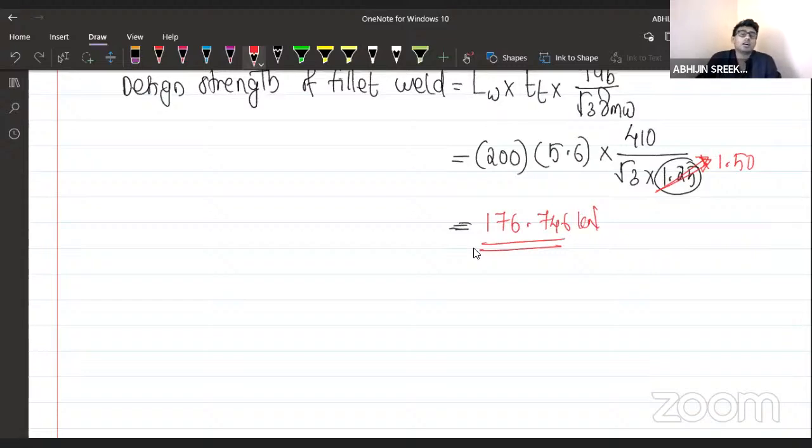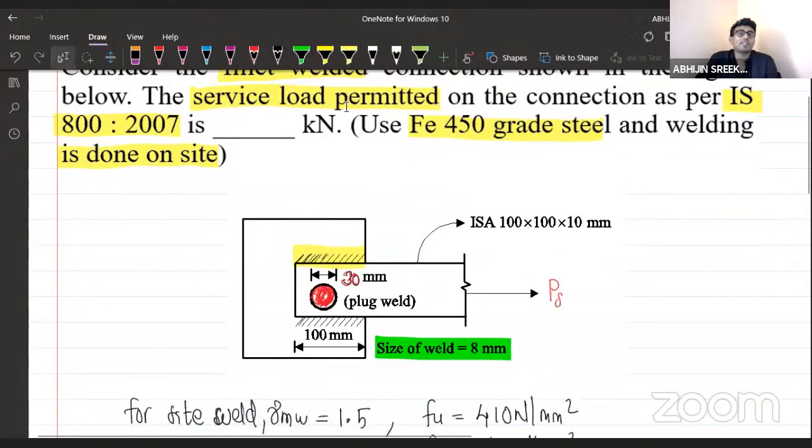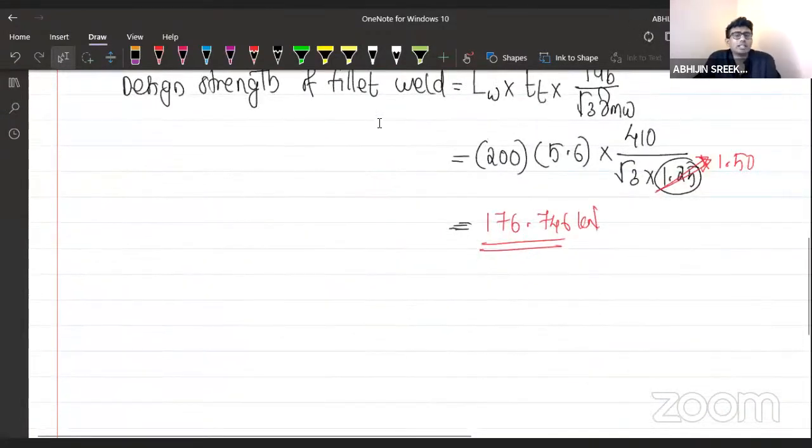Tell me, we are asked to calculate the service load per meter, correct? How to calculate the service load or working load per meter? Design strength divided by partial safety factor. That is 1.5. I'll be getting the value. But is the solution completed right now? No, the solution is not completed.